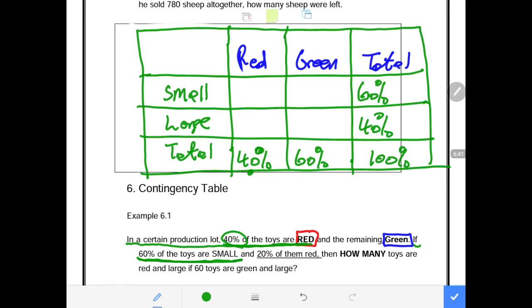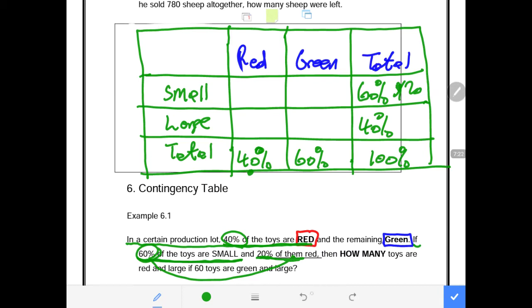So now you see we've already covered other dimensions with the information that we have. And it says, and take note, 20% of them, which them? 20% of the small toys are red, meaning 20% of the 60% are red. Remember, they said 60% are small. 20% of this is red. Then obviously the 80% will be green.